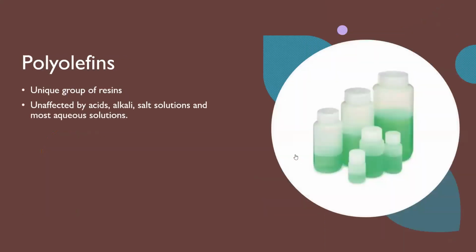Moving forward to the types of plasticwares, number one is polyolefins. Polyolefins are a unique group of resins. When we say resins, these are typically viscous substances that convert into rigid polymers through what we call the curing process. Take note that resins are naturally occurring, but sometimes made synthetically.